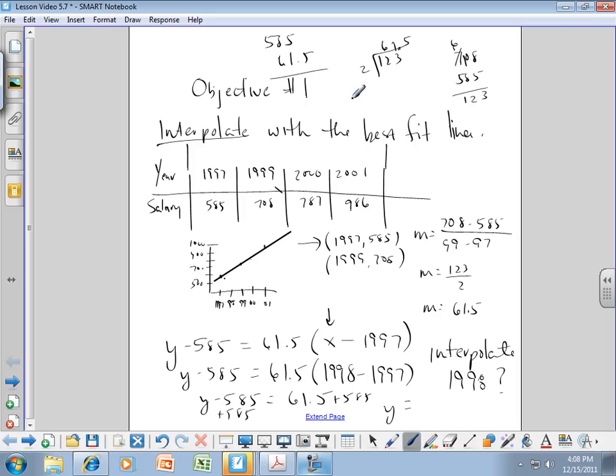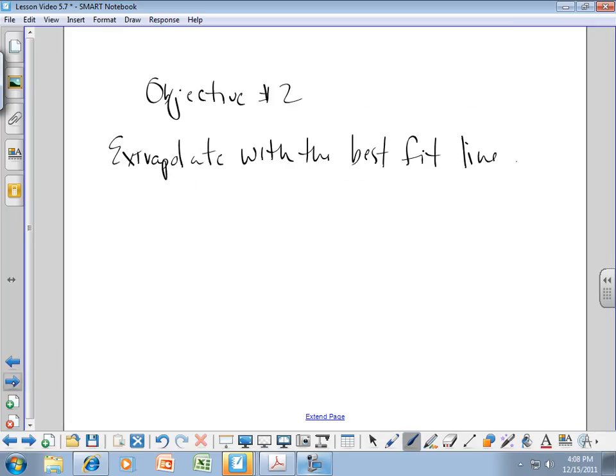61.5. Here's another idea that you might have forgotten or never known about. It's adding decimals together. Okay? 6, 4, so 646. So we would say that in 1998 the average salary was $646,500. Okay? Well, that's called interpolating because you're figuring something that's inside what we're looking at. All right? Now, if we go to the next idea, extrapolating, I want to use this same equation.